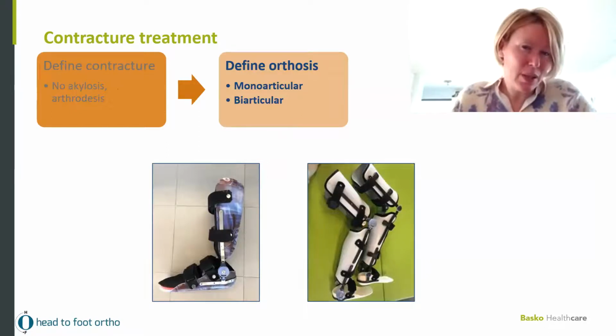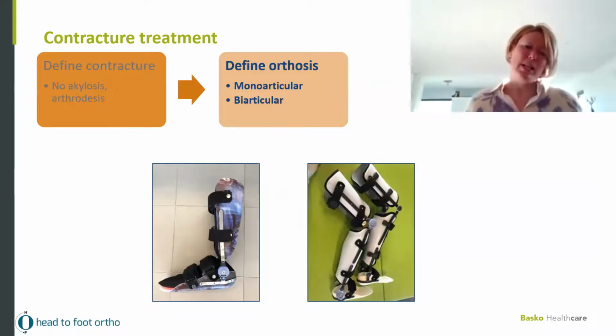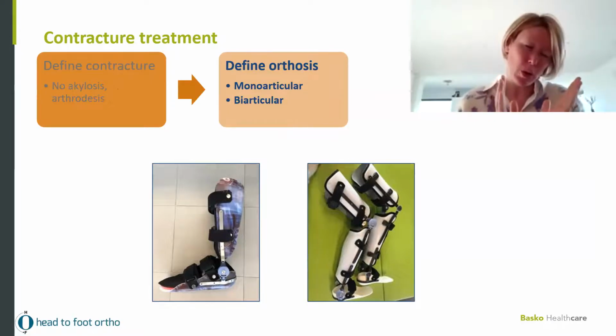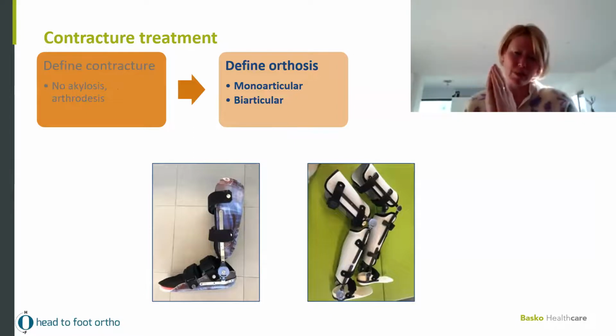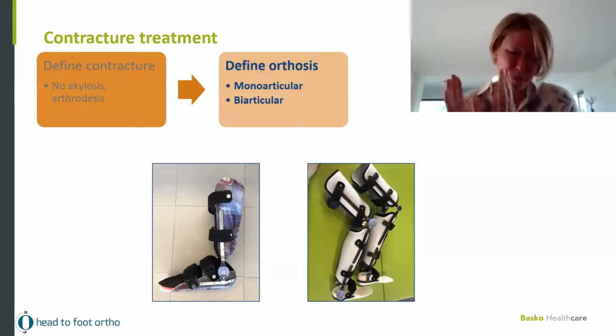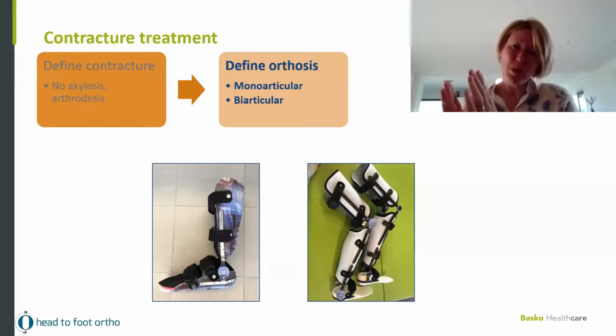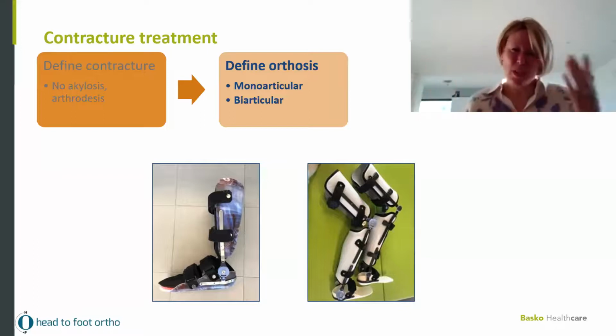You need to decide whether we're going to make the orthosis monoarticular or biarticular, which is very important for the outcome. Sometimes you can say, yeah, biomechanically wise, I do have a better outcome with a biarticular joint. But I always ask myself the question, is the person going to be able to just sleep with it, to accept it? So sometimes you better cut your orthosis in two.